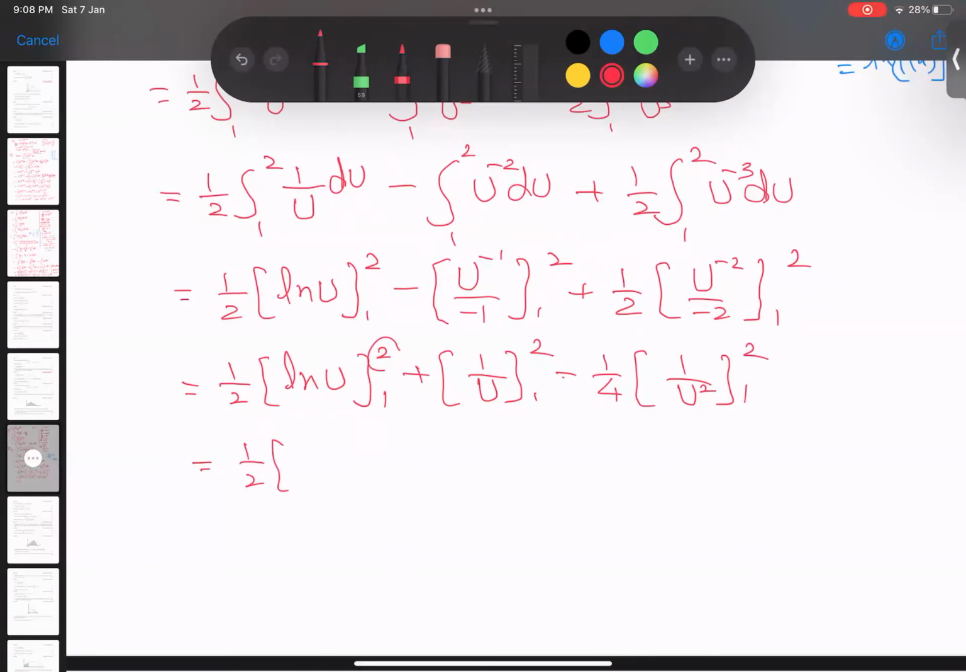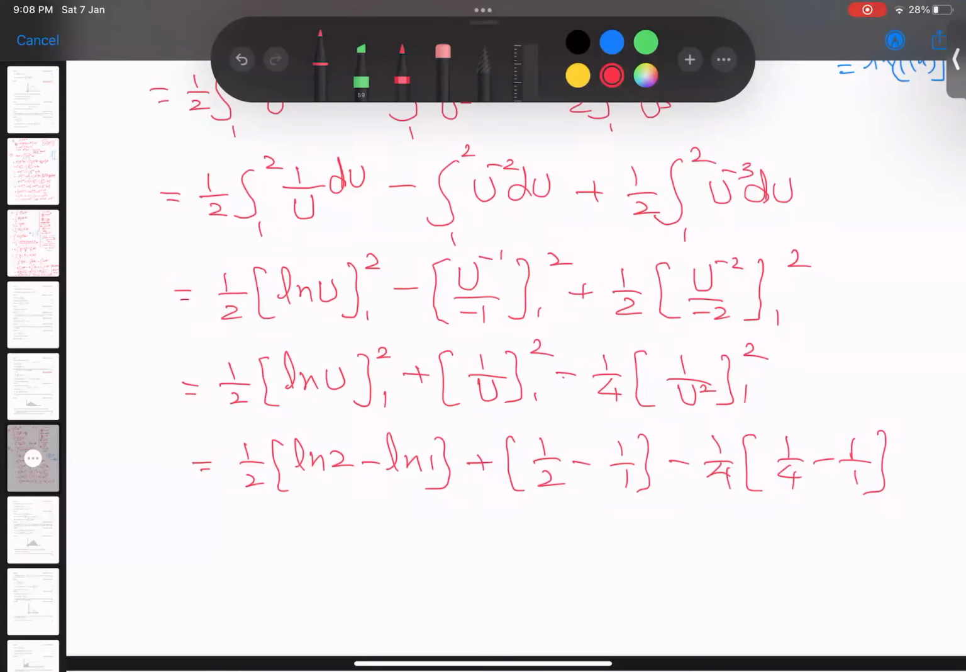I plug in first 2 and then minus sign and 1. So logarithm of 2 minus logarithm of 1. Here I plug in 1 over 2 minus 1 over 1. Here I plug in 2, so I get 1 over 4 minus 1 over 1. Sorry, not plus, minus. So 1 over 1, because 1 square is 1. And log of 1, every person knows, is 0. So I get ln 2 minus 0.